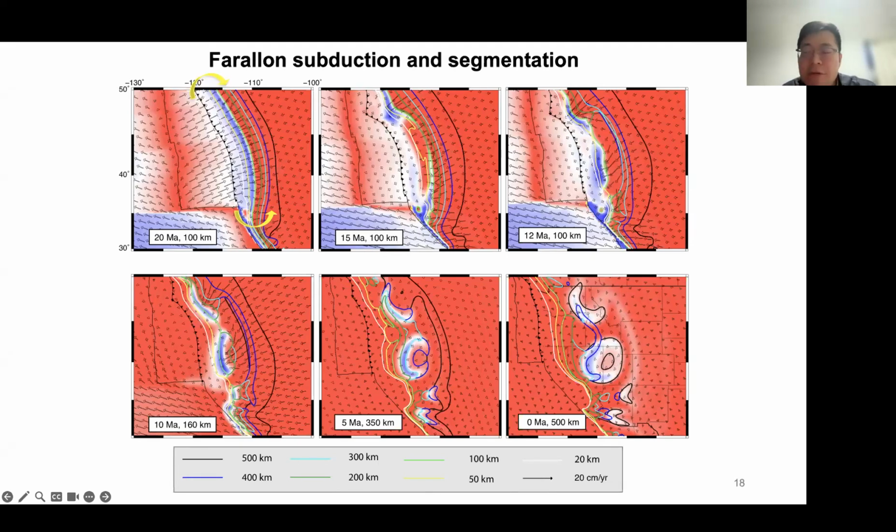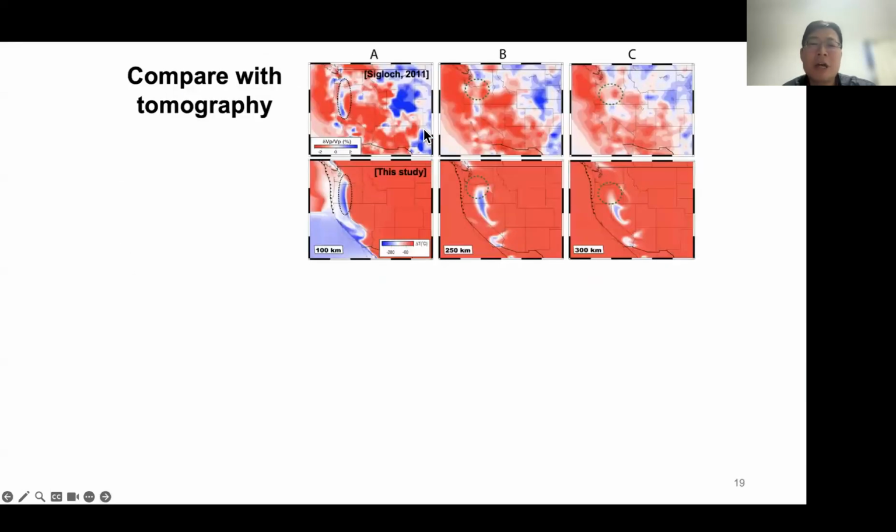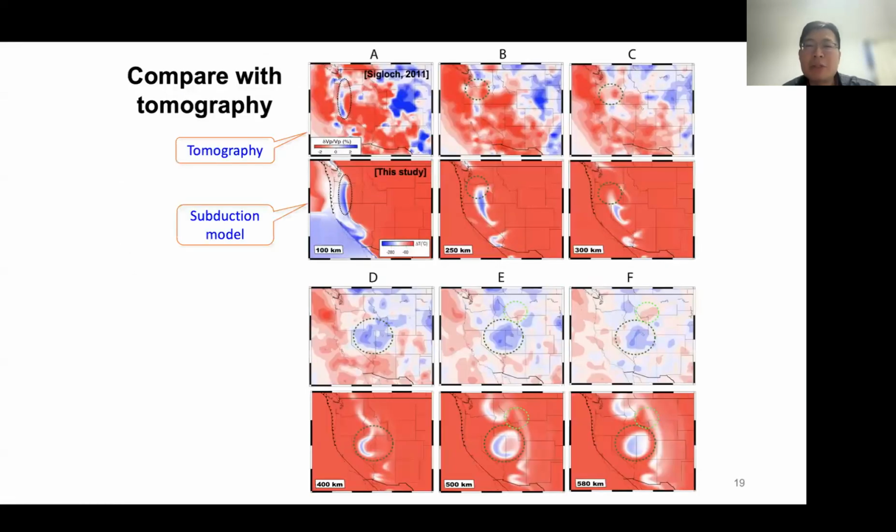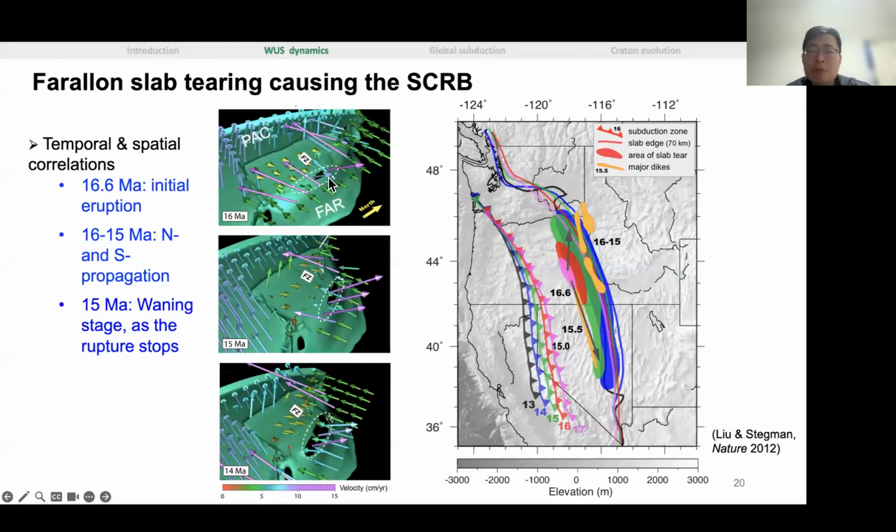An interesting feature we found here is that the breaking process actually happened about 15 million years ago. You see the slab tear here. I already showed the 3D image. And of course, the comparison with tomography on the top and the model results at the bottom is quite remarkable, right? So this gives us confidence that the past evolution must be reasonable too. So in the mid-Miocene, we see the breaking of the slab, the tear of the slab hinge, and that we correlate to the Columbia River flood basalt. So spatially and temporally, the features all correlate, right?